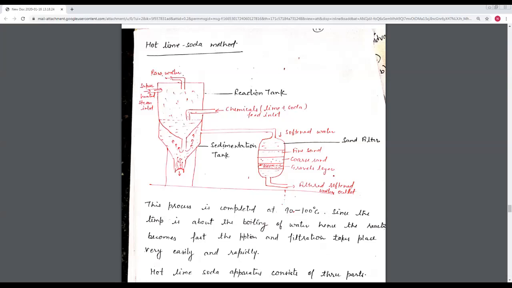After the completion of the reaction, this soft water goes to the sedimentation tank, and all the impurities found in sludge form settle down, and we can collect these impurities in any conical flask or any other vessel. Now the filtered water goes to the sand filter. If any impurities are still present, they can be removed by the sand filter. After passing the sand filter, we collect the soft water here. So this is how the hot soda lime apparatus works.